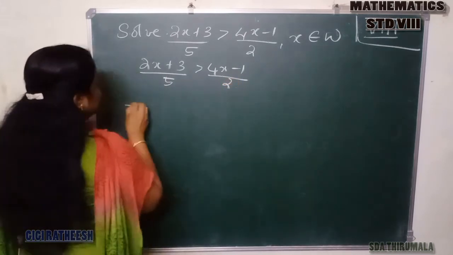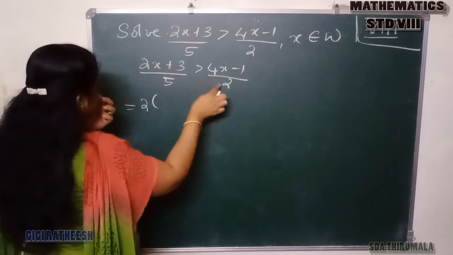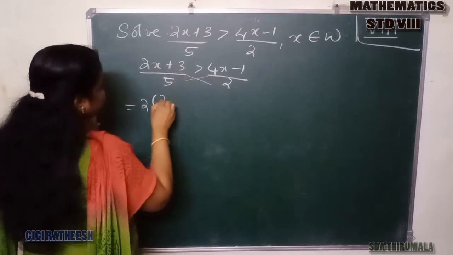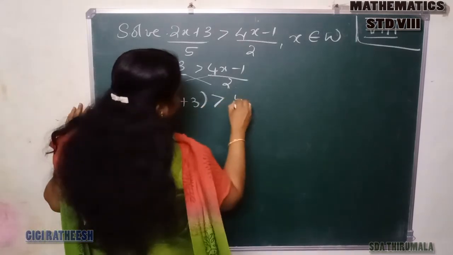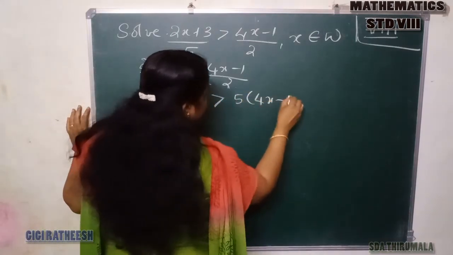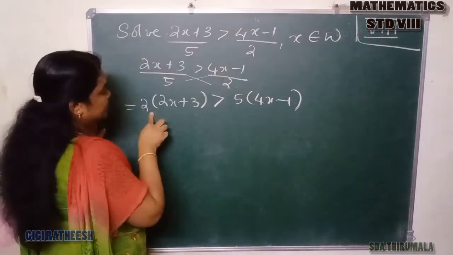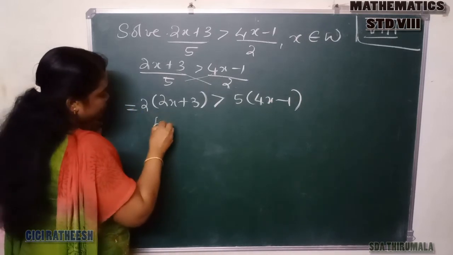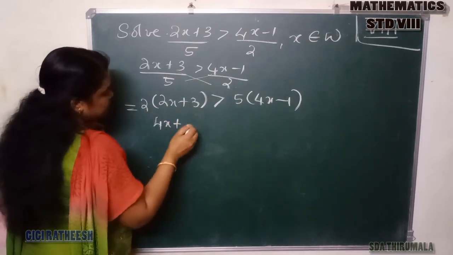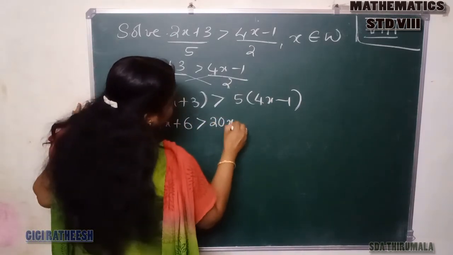Cross multiplying, that is 2 into 2x plus 3 greater than 5 into 4x minus 1. Cross multiplying it, and after that multiplying inside the brackets: 2 into 2 is 4x, plus 2 3s are 6, greater than 5 4s are 20x minus 5.